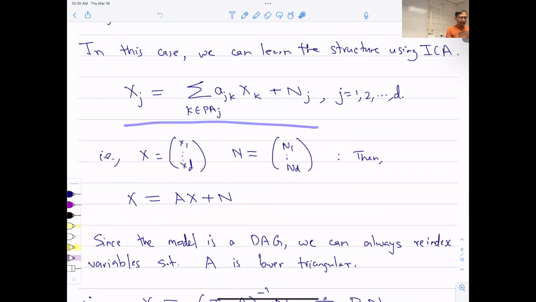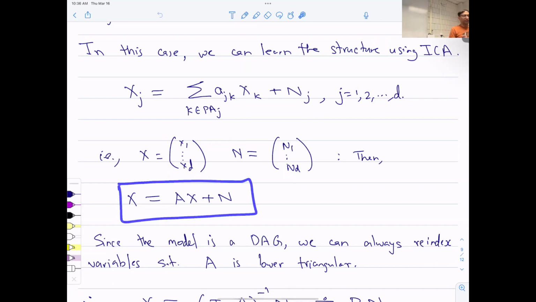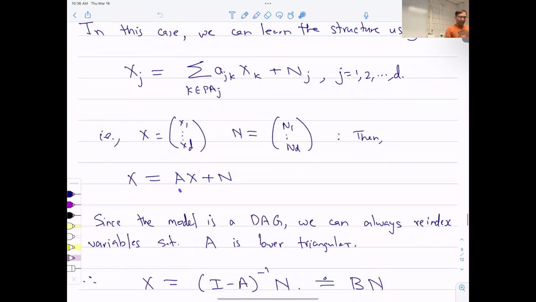This is the model, right? It's a linear model with some noise. It has a density, so these are continuous random variables. We have the vector x1 to xd, and again I assume I have infinite samples, or we can do it with finite samples as well, but then you have to deal with the noise. This is what you observe. Underlying this is the noise, which is generating this model, but we do not have access to it. We only have access to this. In matrix form, this is the equation we have: x equals Ax plus n. Since the model is a DAG, we can always re-index these variables x1 to xn so that A is lower triangular.